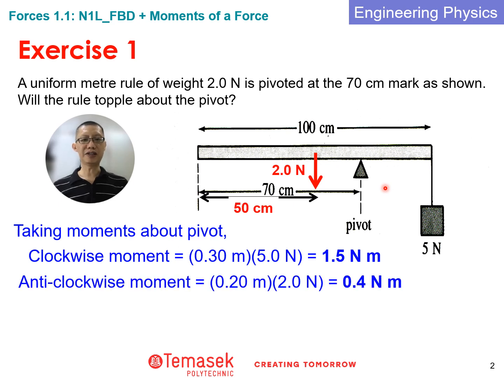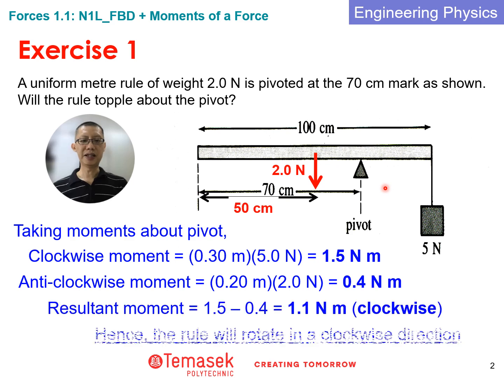The anti-clockwise moment, which is from the weight of the rule, 2 Newton, acts at 20 cm from the pivot. Applying the formula, the anti-clockwise moment is equal to 2 Newton times 0.20 meter, which is equal to 0.4 Newton meter.